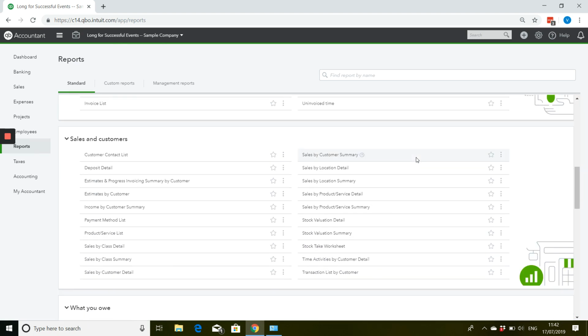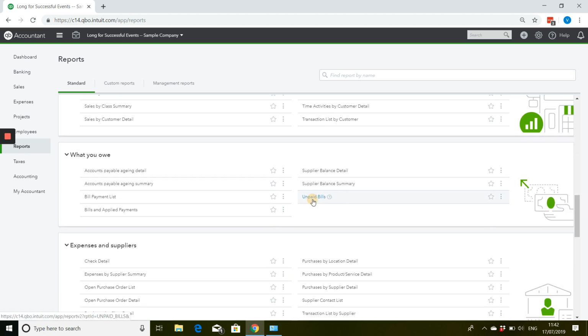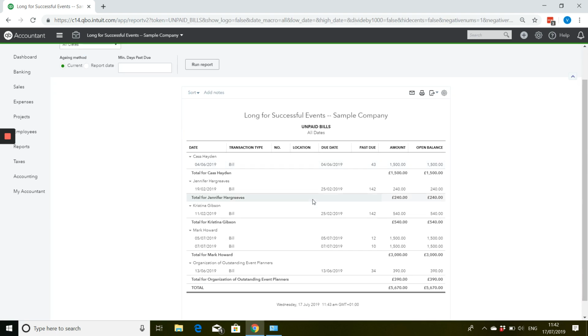You can also look at what's called the unpaid bills, which is the bills that we've had in from our suppliers that we haven't yet paid. And again, here you've got Cass Hayden, Jennifer Hargreaves, Christina Gibson, Mark Howard, an organisation of outstanding event planners. These are all bills that are on the system that haven't yet been paid from the company. And that adds up to the total creditors that we've got there. So that's it really. That's it for the reporting side.